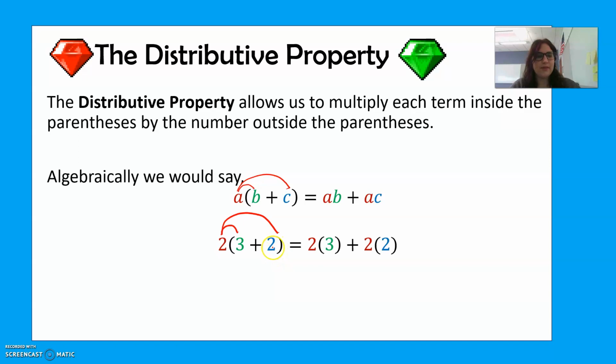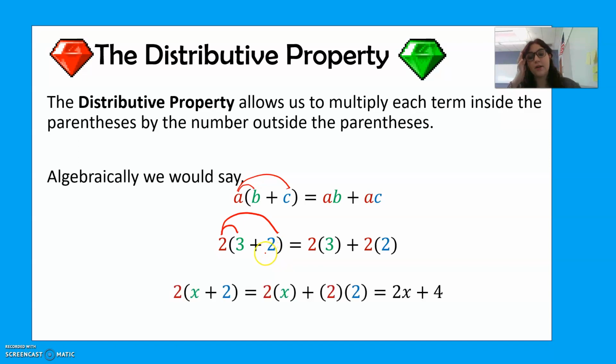Let's see what this looks like with variables. So we threw a variable in here, but it's still the same form. So 2 times, parentheses, x plus 2, equals 2 times x plus 2 times 2. We just simplify this. 2 times x can be rewritten as 2x. And 2 times 2 is 4, so plus 4. So 2 times (x plus 2) equals 2x plus 4.